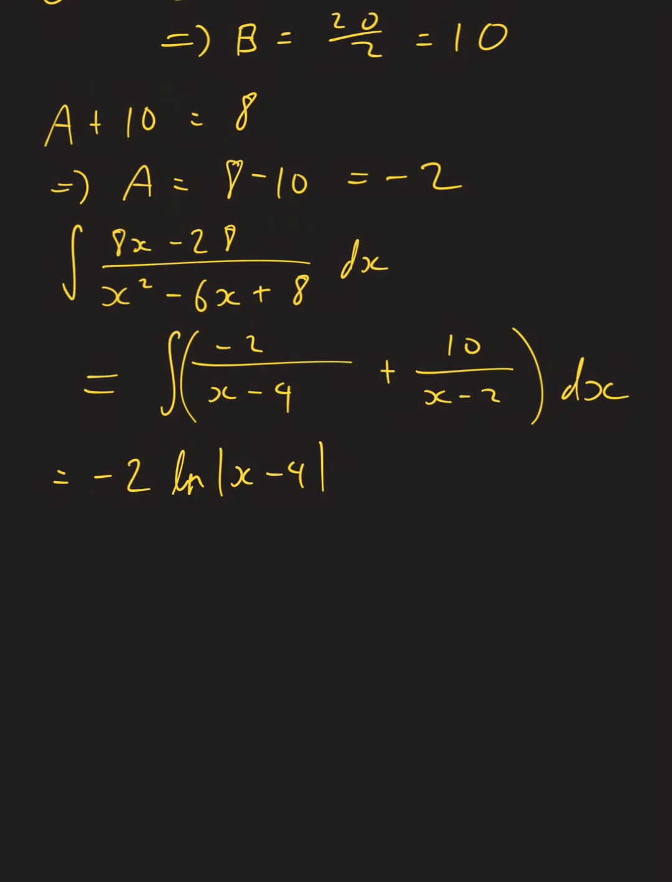You could do this with a substitution in for x minus 4, but the derivative is 1. And so that's why you don't get any extra factor in front or anything there. And I integrate 10 over x minus 2, and I get plus 10 times the log absolute value x minus 2, and plus c at the end for the indefinite integral. So that is integration with the method of partial fractions.